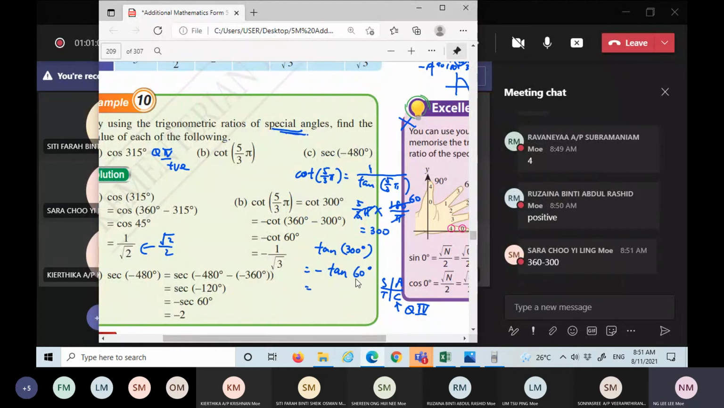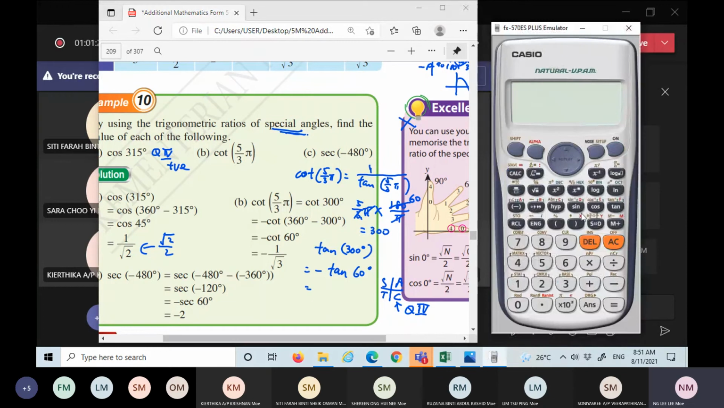Okay, continue. Tangent 60 degrees. Okay, refer to the special angle. If I use the calculator, tangent 60 degrees, square root 3. Okay, for those using the silver color one, lucky you. So the answer is negative square root 3. But not yet finished because this is cotangent. So just invert it, upside down. So it's 1 over square root 3. Don't forget the negative. So this should be the final answer.